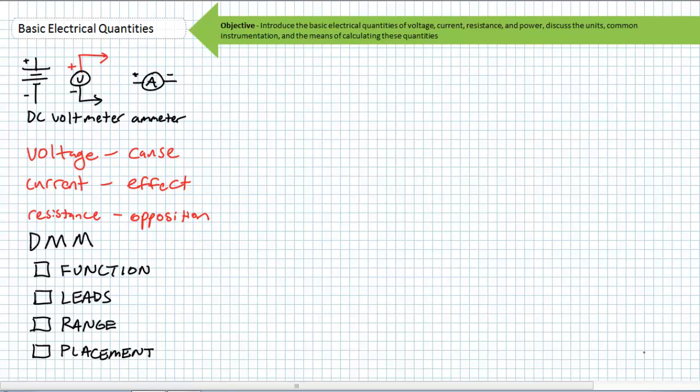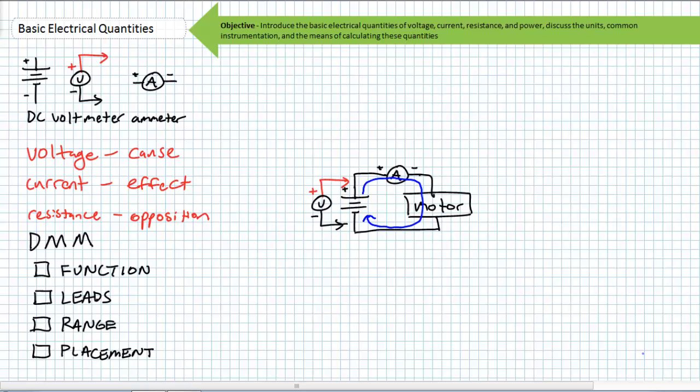Placement. This is the single most important step in our checklist. You must put the DMM in the correct place to take your measurement. Do anything different and you can't take the measurement you desire, or you'll damage the meter, your circuit, or yourself. To measure voltage, you must place your leads across the terminals of interest. To measure current, the current must flow through the ammeter. To measure resistance, the circuit must not be energized and the device must be removed from the circuit. More on resistance measurements later. The big takeaway from the checklist is that voltage is across and current is through.